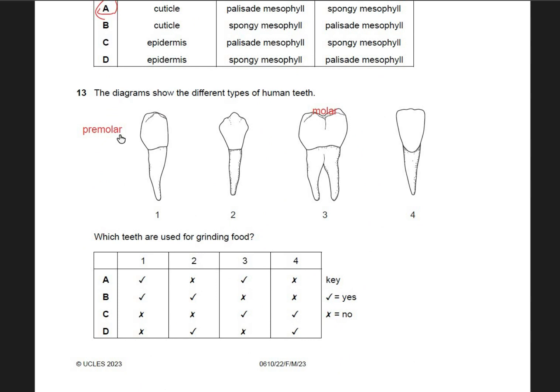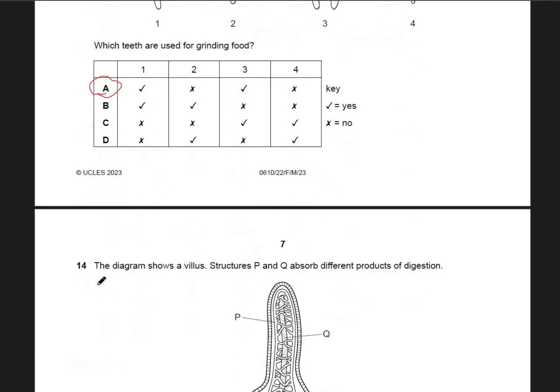Moving towards question number 13, which has been labeled for you priorly. The diagram shows the different types of human teeth. So this is premolar and this is molar, and the question is about which teeth are used for grinding food. You all should know that premolars and molars are used for grinding food, not the canines and incisors, because they are used for cutting or tearing the food. All right. So the correct option will be 1 and 3 only. So 1 and 3 is making option number A. I hope this was clear as well.